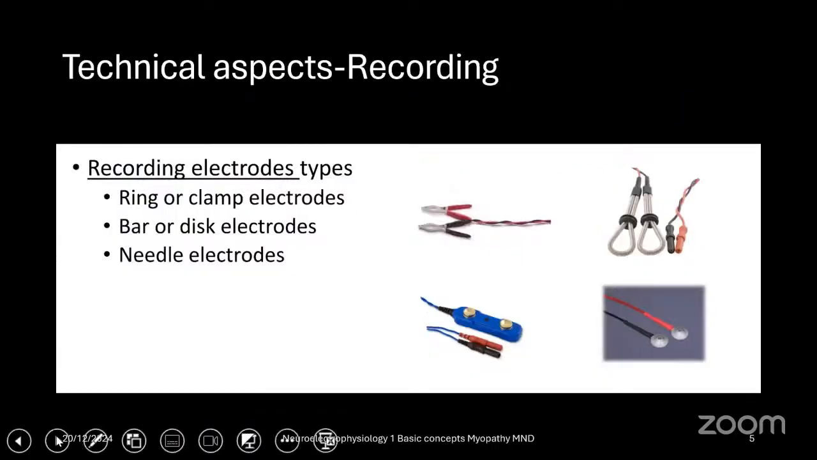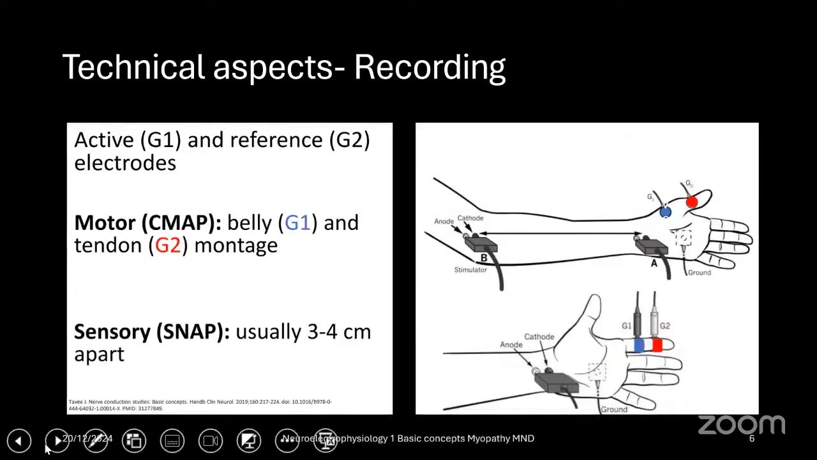The recording electrode types: the ring or clamp electrodes, bar or disc electrodes, which you must be using, and the needle electrodes, which we occasionally use, but not always. You have a G1 electrode and a G2 reference electrode. You can see how they are attached here. For the motor, that is the compound muscle action potential, you have a G1 electrode on the belly of the muscle, and G2 on the tendon.